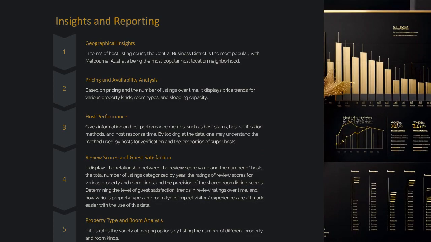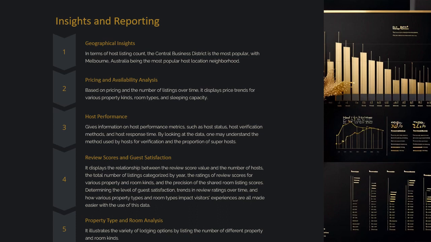Insights and reporting. I listed all the insights and reporting in five points. The first one is geographical insight. In terms of hosting listing count, the central business district is the most popular, in Melbourne, Australia. The second one is pricing and availability analysis. Based on pricing and the number of listings over time, it displays price trends for various property kinds, room types, and sleeping capacity. The third one is host performance. It gives information on host performance metrics such as host status, host verification methods, and host response time.